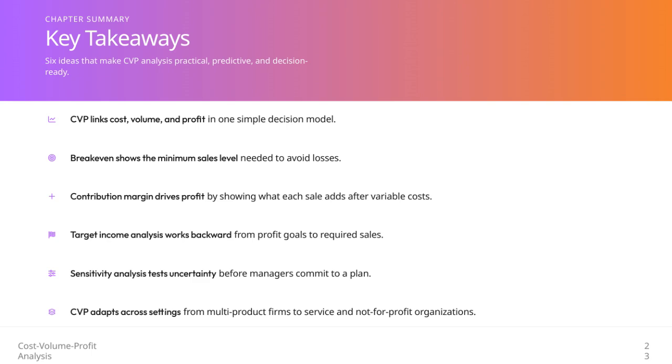Target income analysis then takes this further by working backward from our profit goals to determine the necessary sales levels. To manage uncertainty, sensitivity analysis comes into play, allowing managers to test different scenarios before committing to a plan. Finally, CVP is versatile and can be applied across various contexts, from multi-product companies to service providers and not-for-profit organizations. These 6 ideas make CVP not just theoretical, but practical, predictive, and truly decision-ready.